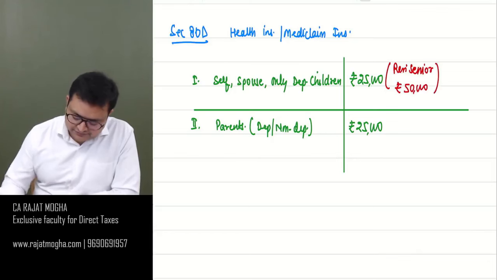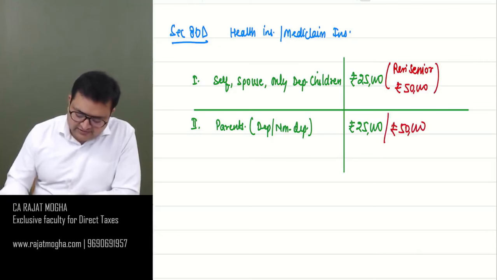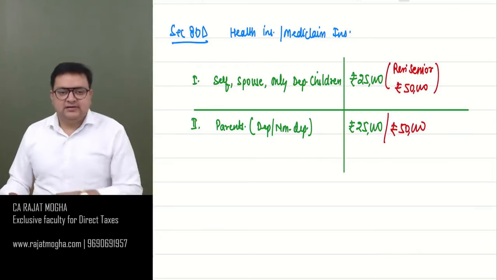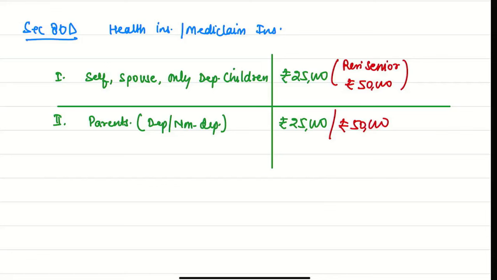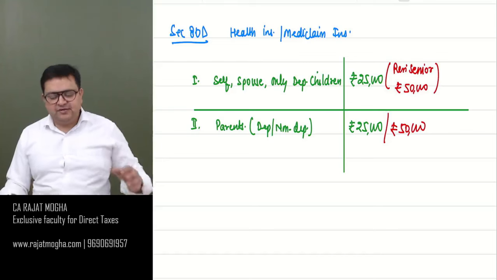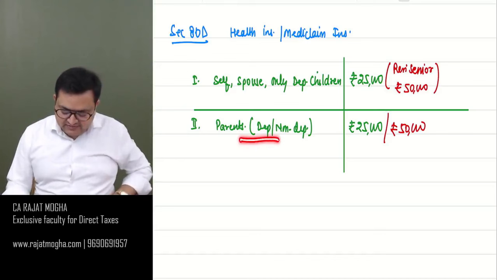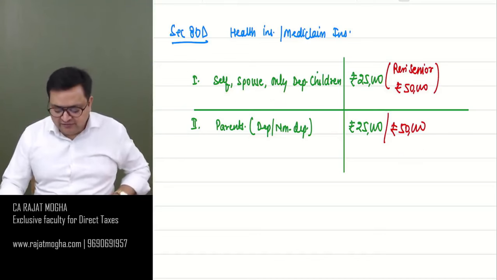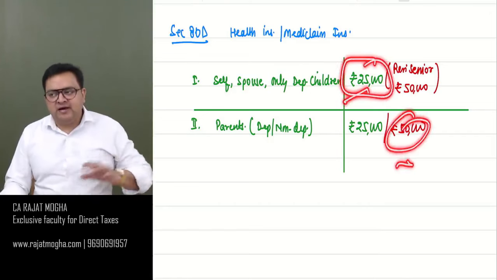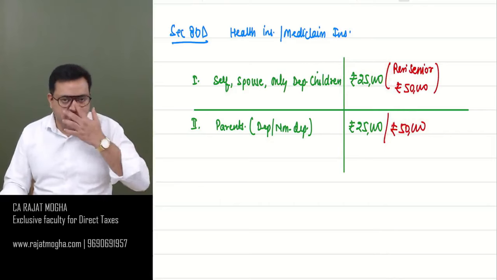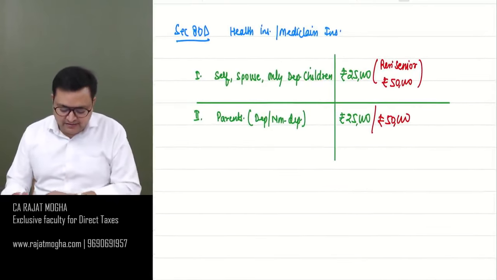Here also 50,000. So if the assessee's father is a senior citizen, resident of course, this limit will go to 50,000 rupees. If only one of them, let's say the assessee's father or mother, is a senior citizen, 50,000, but the assessee or spouse is not a senior citizen, 25,000 here, 25,000 here in this category, 50,000 in this category. Maximum 75,000 can go over here, right?